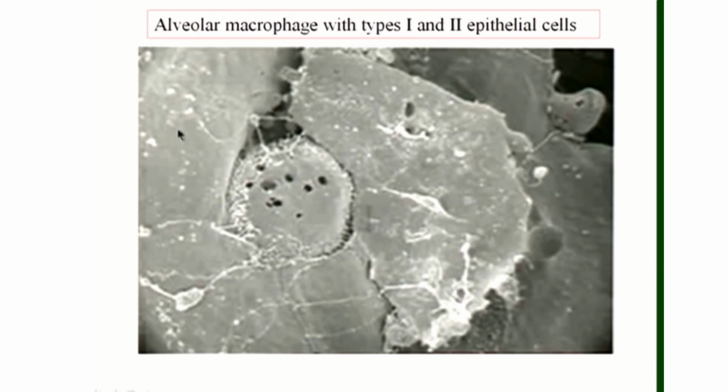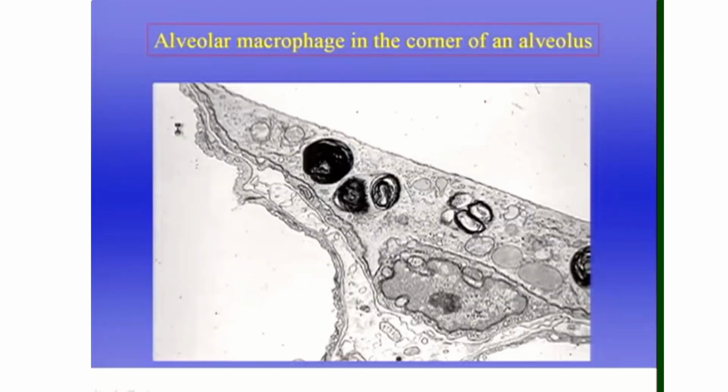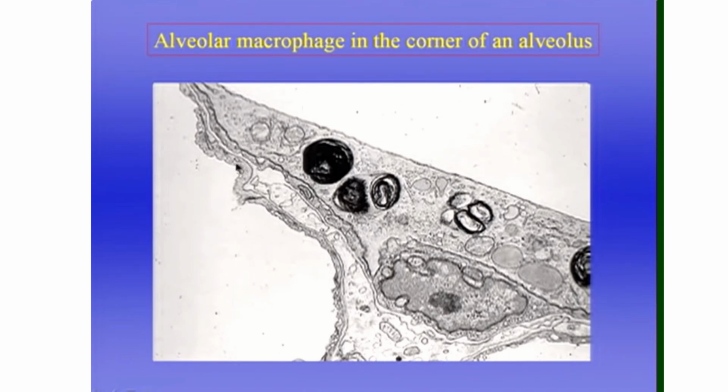This slide shows another alveolar macrophage, and initially you may find it a little bit difficult to work out what's happening. Let me show you. Here's the macrophage here with its nucleus here. And here's the wall of the alveolus running up here and running along here. And so what we've got is a macrophage lurking in the corner of an alveolus.